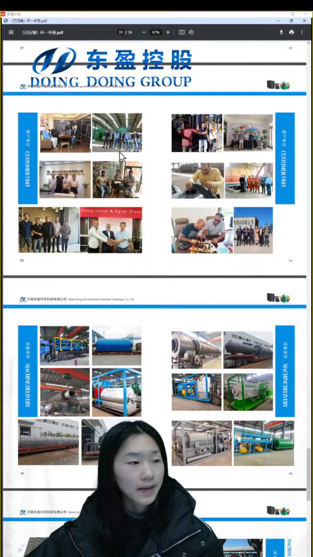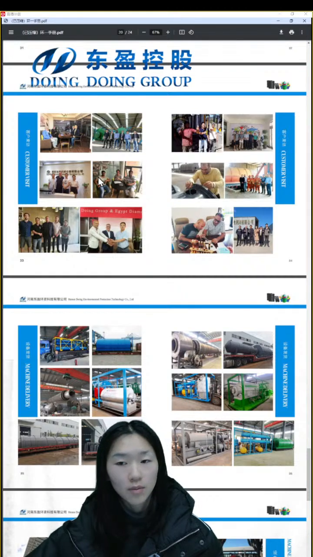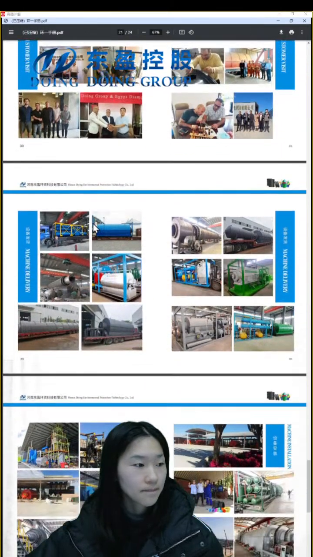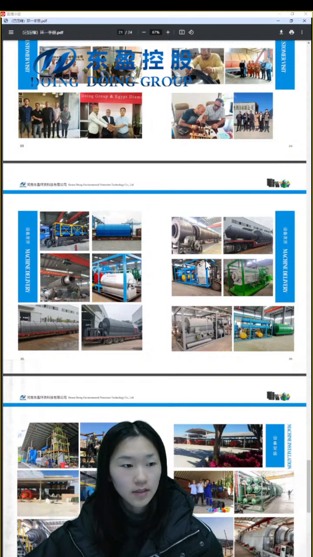There are many pictures of our customers visiting our factory. Machine delivery pictures. You can see this is our continuous distillation machine.